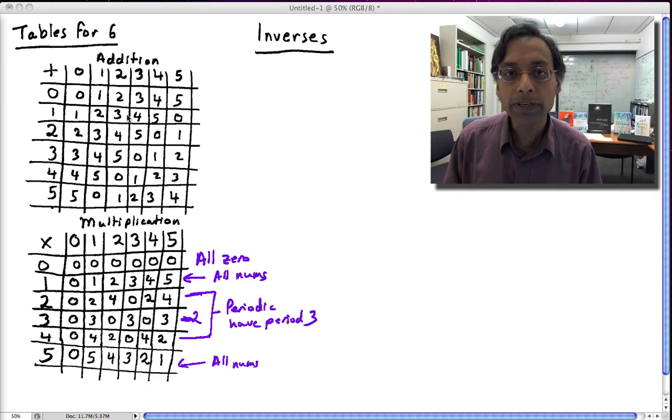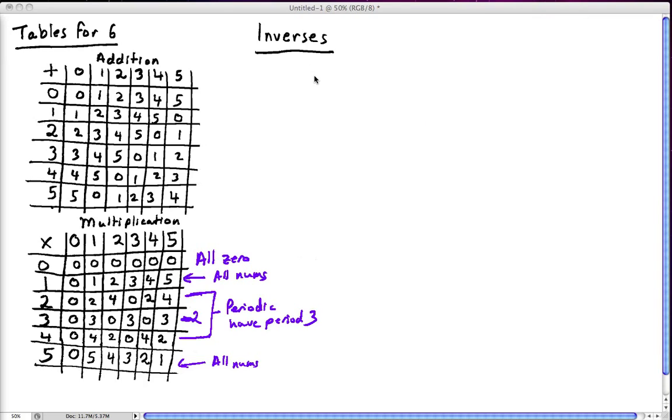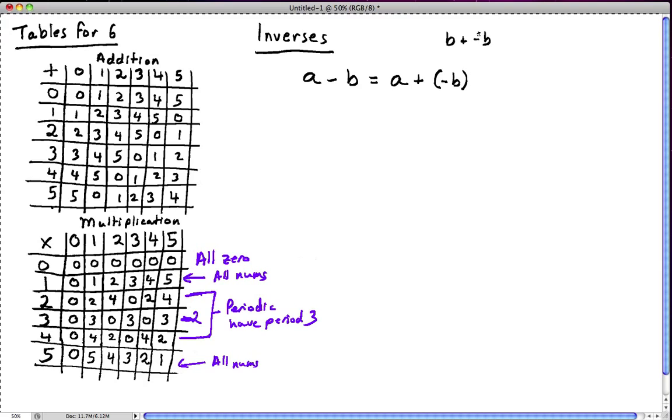For subtraction, what we need to do is to define something called the additive inverse. So we say A minus B. What do we mean by that? We mean A plus that number, which is minus B. And what's minus B? Minus B is the additive inverse of B. It's the number such that B plus minus B equals 0. That's what it means to be the additive inverse. So when we say A minus B, we really mean A plus minus B.